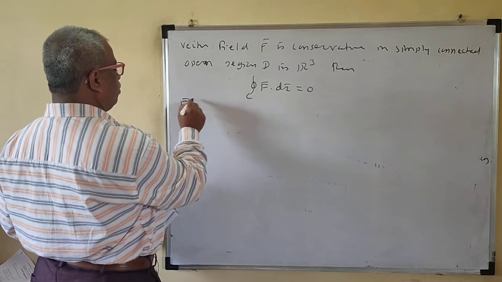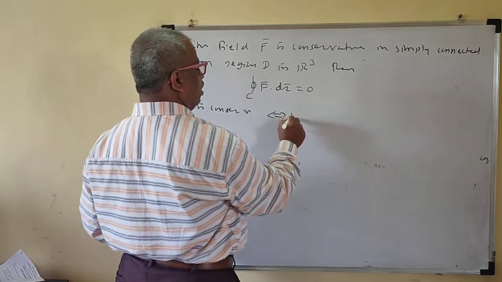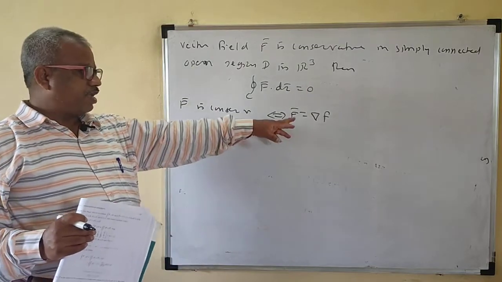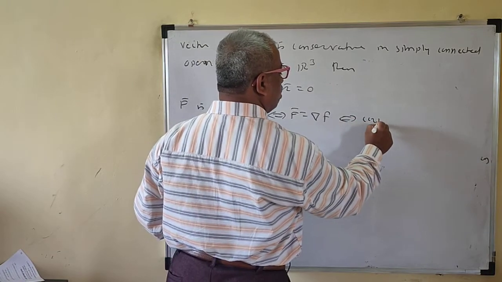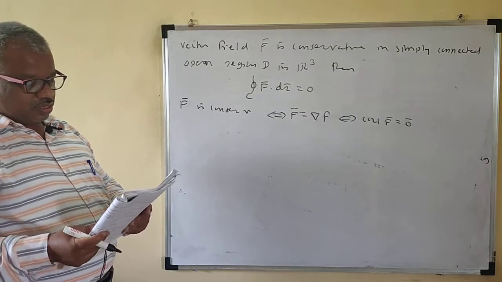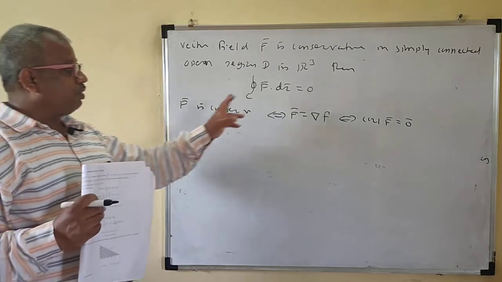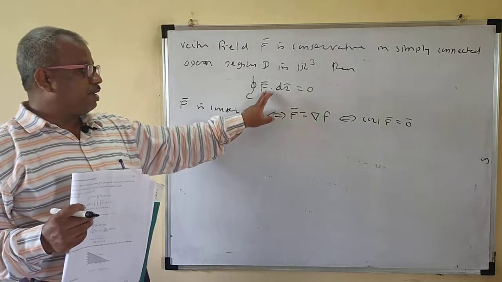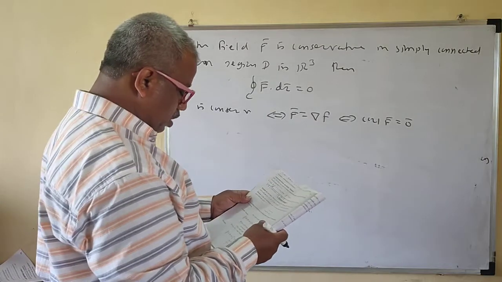So F(r) is conservative implies that F(r) is equal to del f, that means there is a scalar function f such that F(r) is equal to del f. This is if and only if curl of F(r) is equal to 0. We are not repeating this, we have just explained it. By Stokes theorem, the line integral is 0. If the field is conservative, then the circulation, the integral of F(r) dot dr, is 0, if F(r) is a conservative or irrotational vector field.